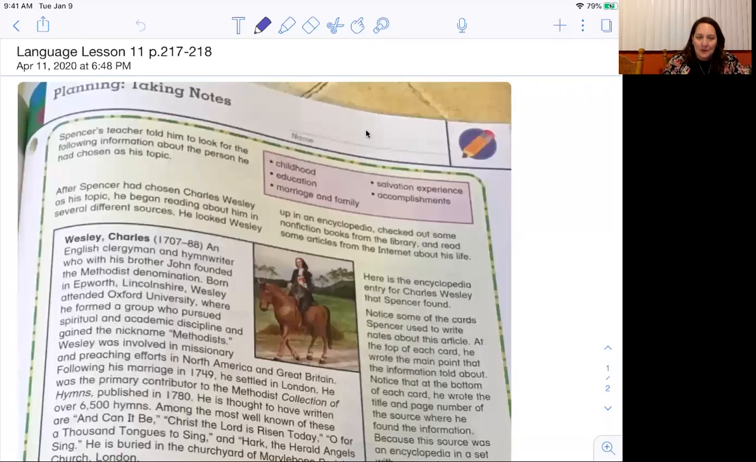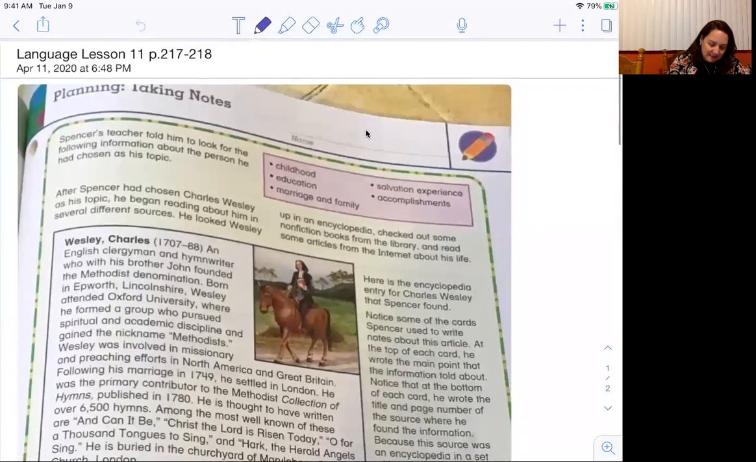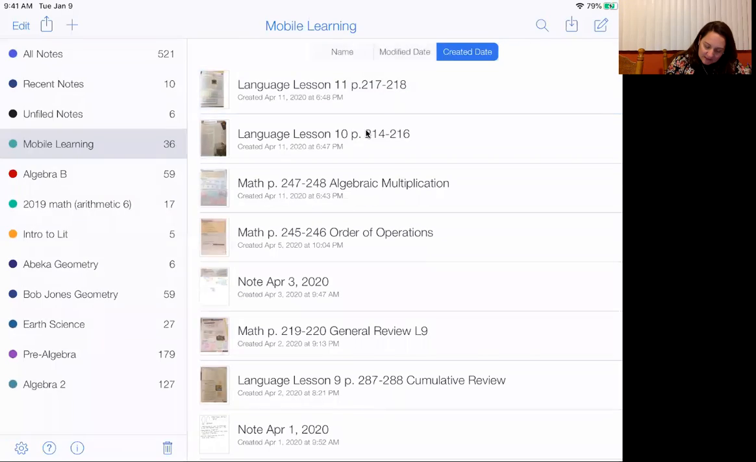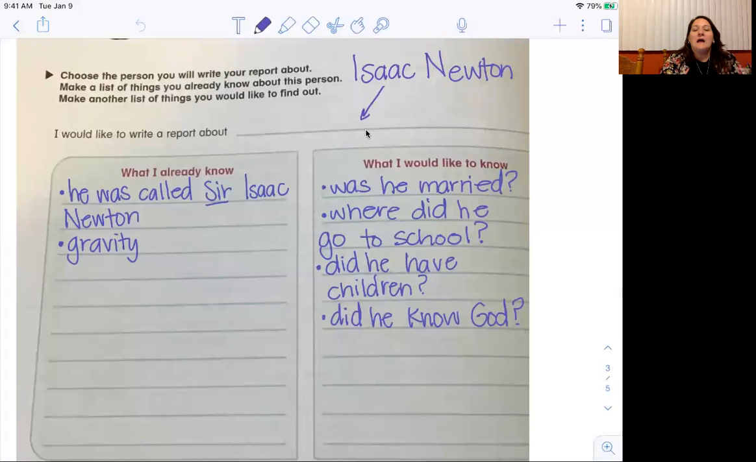Okay, so this is today's lesson, but I want to go back to yesterday's lesson and what I already know. He was called Sir Isaac Newton. I don't know why, so we're going to find out about that. And he has something to do with gravity. That's what I already know. Okay, what would I like to know? Was he married? Where did he go to school? Did he have children? Did he know God? Those are some questions that I would like to know about Sir Isaac Newton.